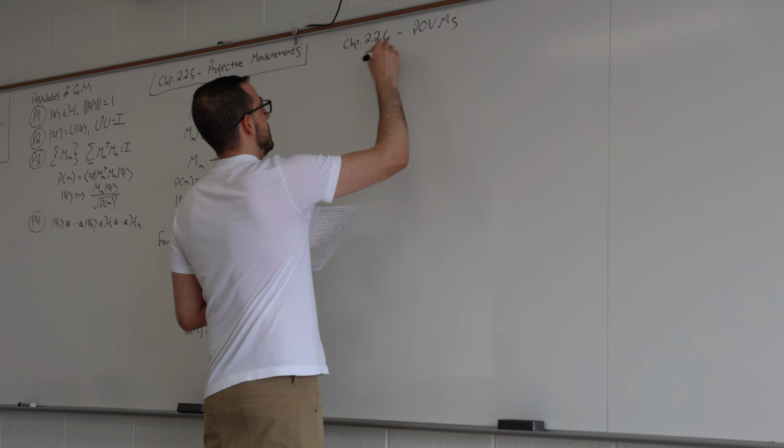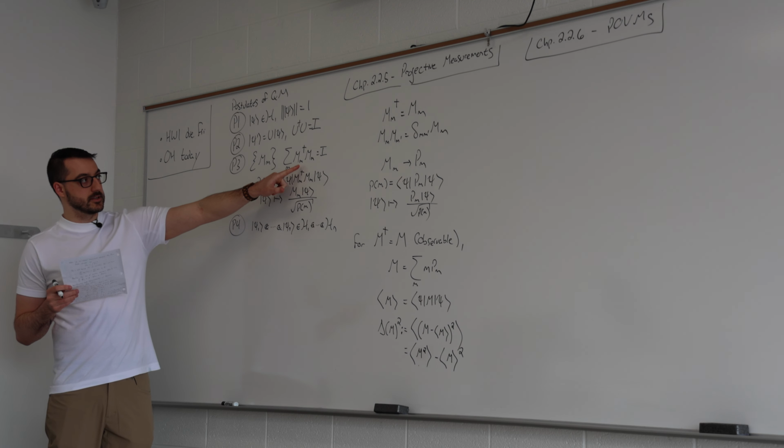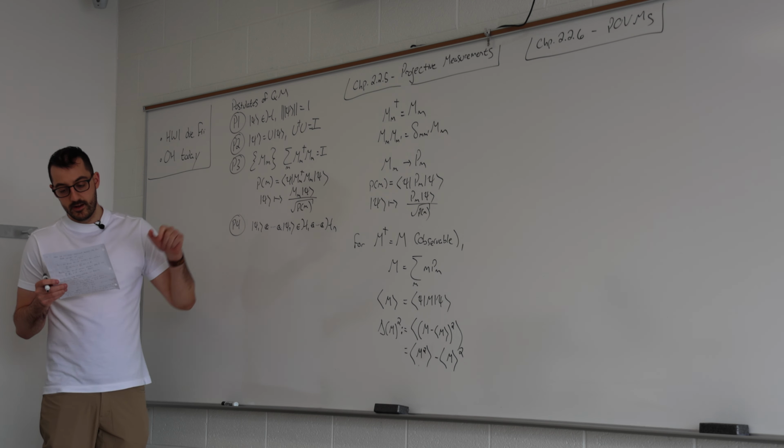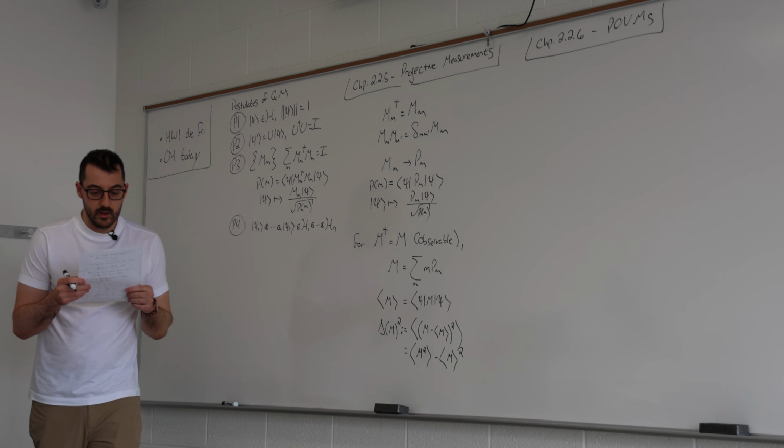The idea of POVMs is that if we look at the measurement postulate here, the only place that M sub m appears by itself is in the measurement update rule. In every other case, it's paired with its Hermitian conjugate, M sub m dagger M sub m. So let's call this product some other operator, E sub m. And we're going to call these POVM elements.